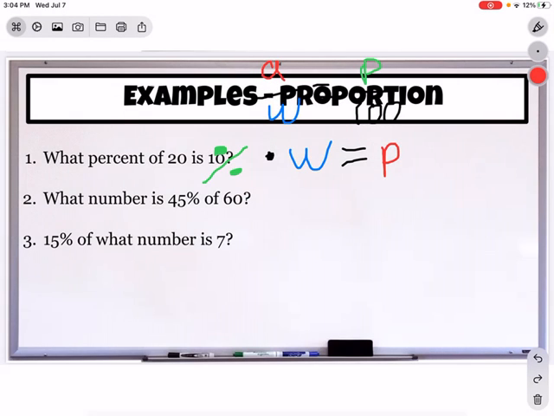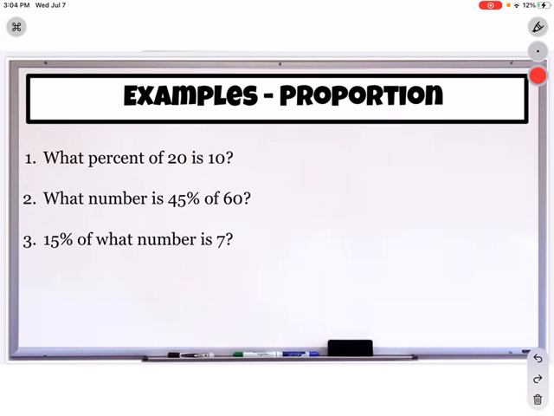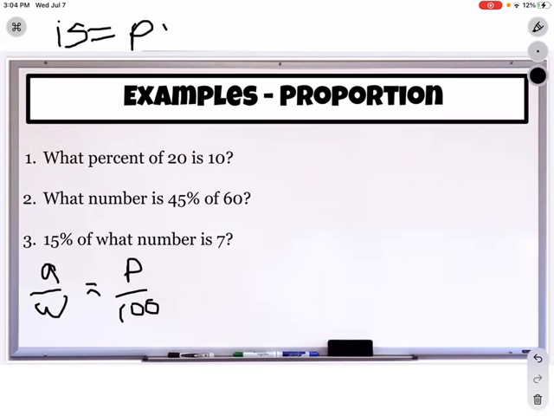Let's take a look at some examples involving proportions. Let's do black. Number 1, what percent of 20 is 10? So right now I'm just going to put A over W equals P over 100. I'm also going to write is the part, and of is the whole.